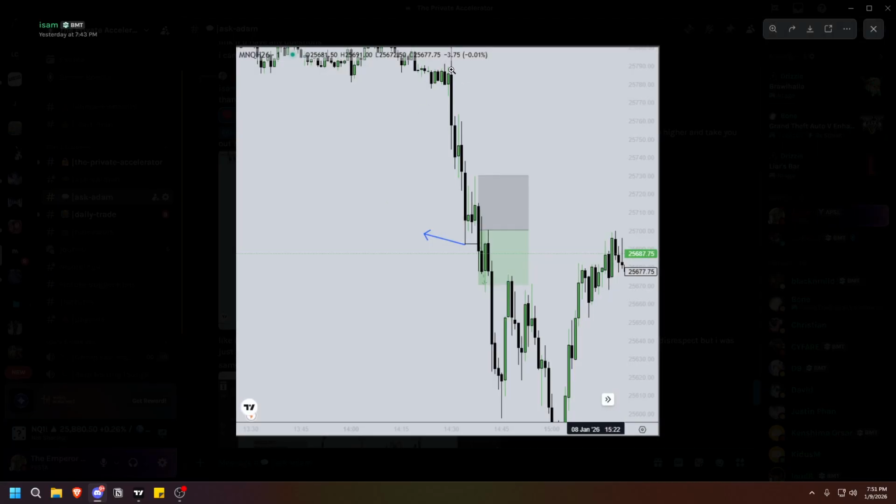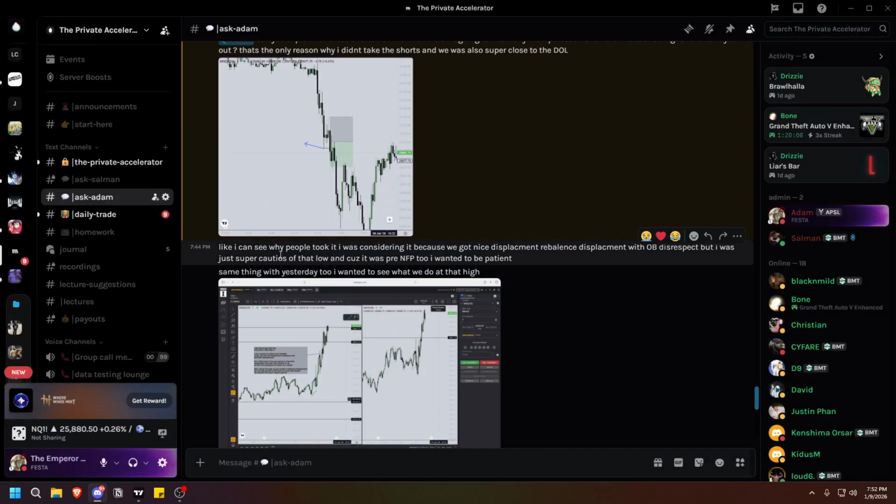So if you already have manipulation up top and we're continuing bearish and you see so many rebalances, just take the trade, enter. I see why people took it. I was concerned because we got nice displacement, rebalance displacement with order block disrespect. But I was just super cautious of that level because it was pre-NFP too. I wanted to be patient. Same thing with yesterday too. I wanted to see what we do at the high.